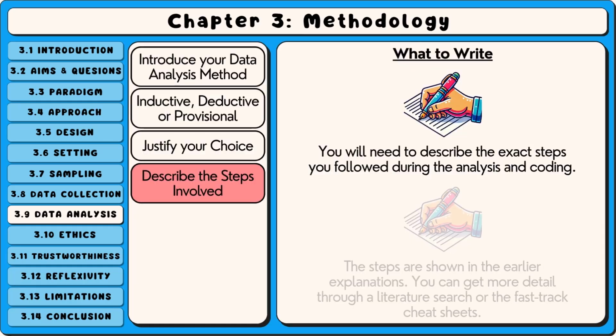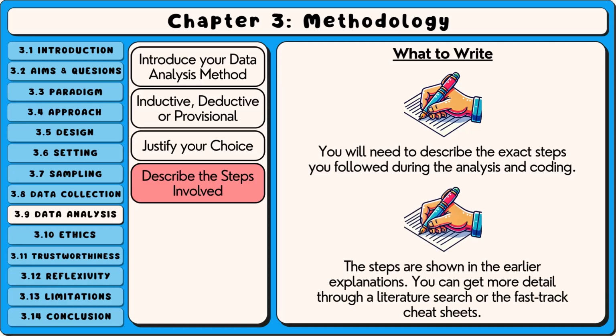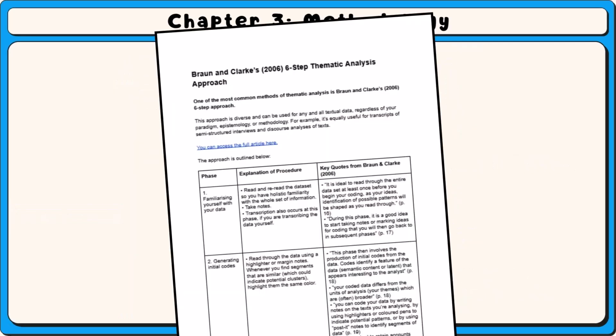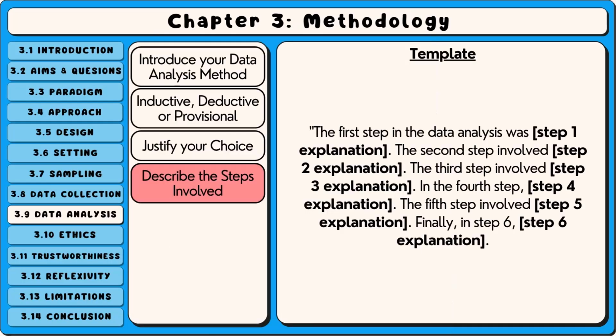In the fourth step, describe the steps that were involved in your data analysis. You'll notice that I presented the exact steps for each analysis method when I introduced the methods earlier. You might want to grab the cheat sheets for each of the data analysis methods, which outline all the key phases in full detail. Here's a template. The first step in the data analysis was, and then explain step 1. The second step involved, and then explain step 2. The third step involved, and then explain step 3, and so on until you've outlined all of your steps.